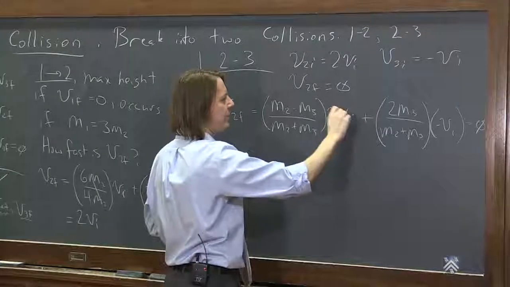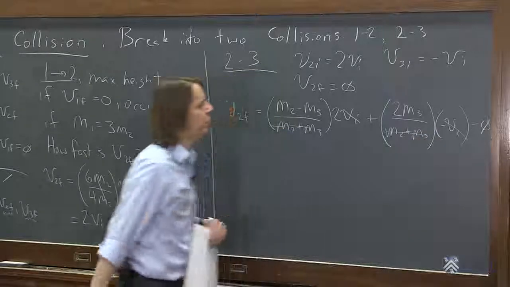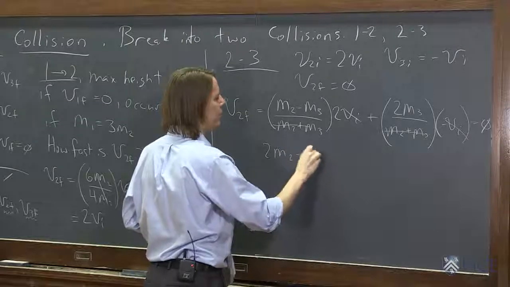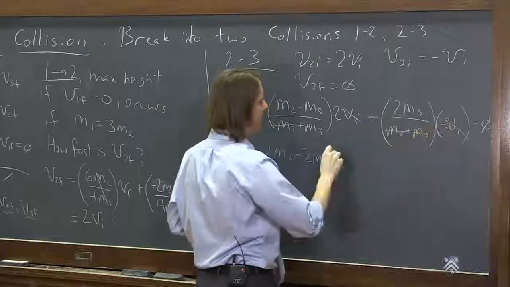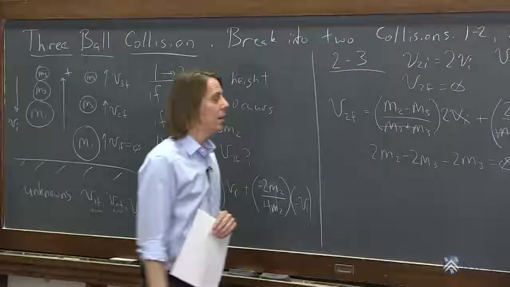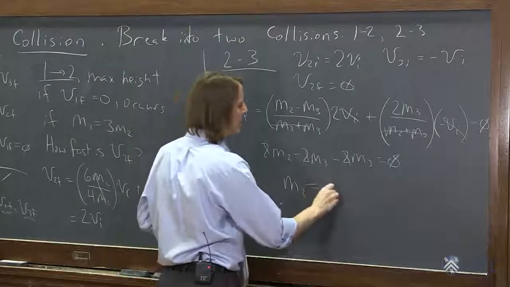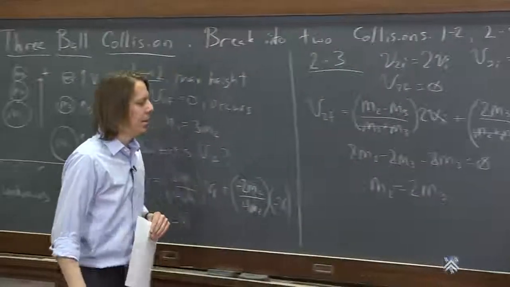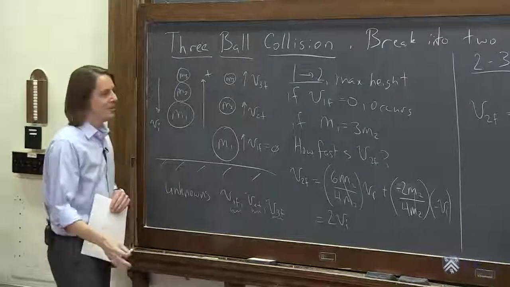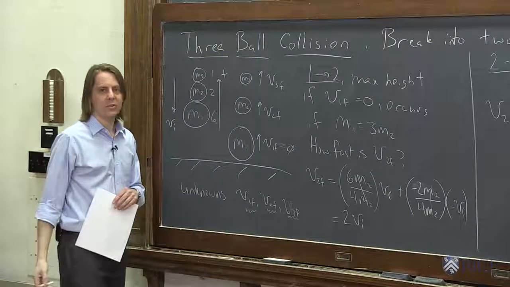Here we go. It's equal to 0, so I can cancel the vi's. I can cancel the common m2 plus m3. And what I get is 2m2 minus 2m3 minus 2m3 has to be equal to 0. The 2's all go away, and you get m2 equals 2 times m3. So mass 2 has to be twice the mass of m3. So basically, if this is a mass of 1, this has to be 2, and this has to be 6. You want 6, 2, 1.